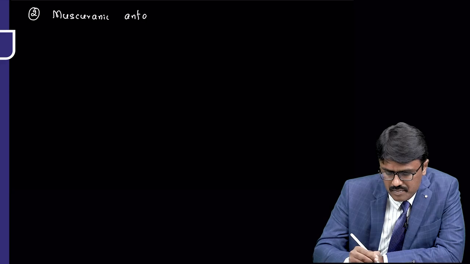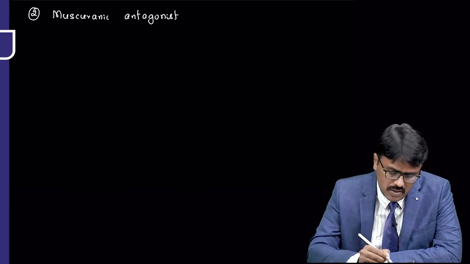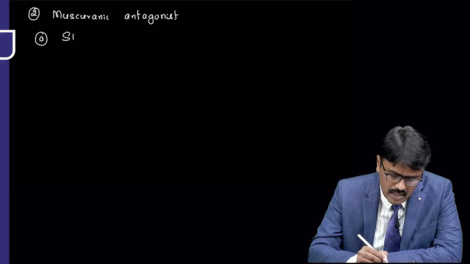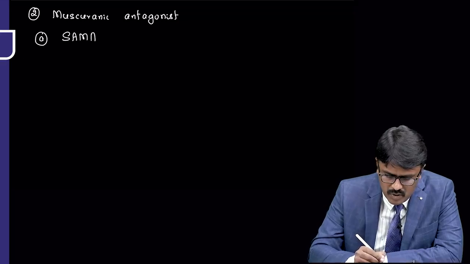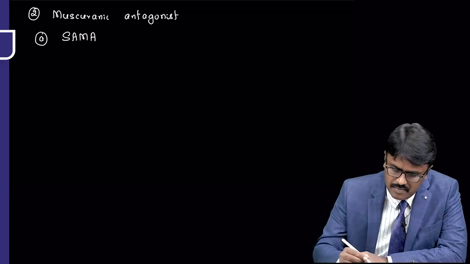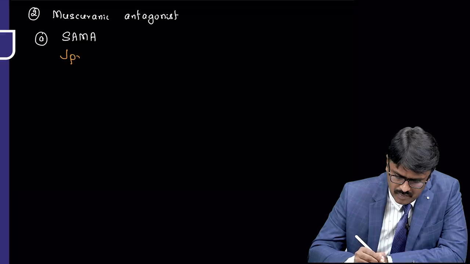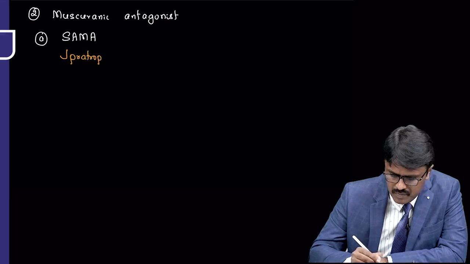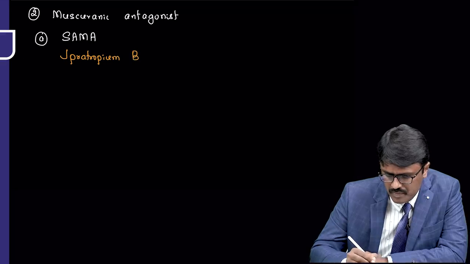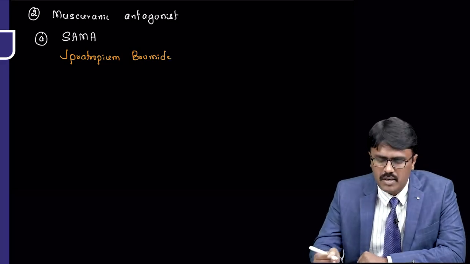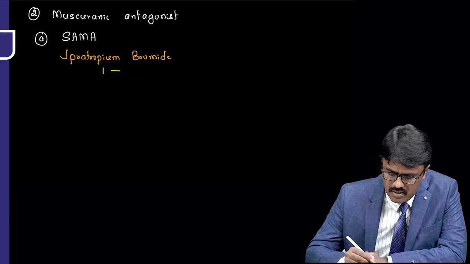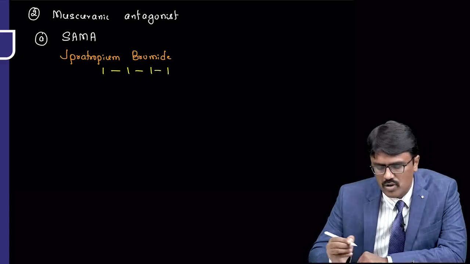So the name is muscarinic antagonist. It is also called SAMA. So you tell me what is the full form of SAMA? Short acting muscarinic antagonist. So the drug name is ipratropium bromide. The problem here is you have to give it minimum 4 times a day. It's very short acting.